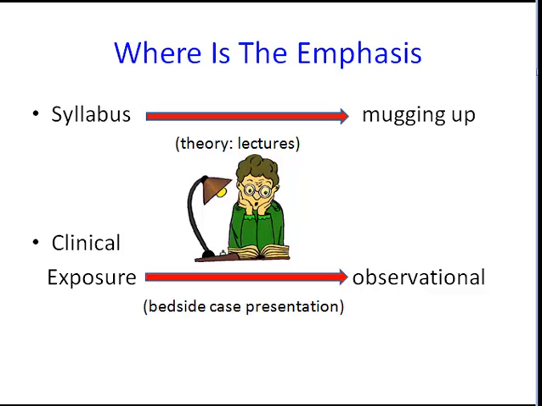So the emphasis is on mugging up, that is getting the knowledge, and again, observational. You don't need to do a thing on your own. You just observe what others are doing. 40 people are observing what one person is doing. And out of those 40, only 5, 6, or maybe at the most 10 will get a chance to do. The others will never get a chance to do. They are simply observing.